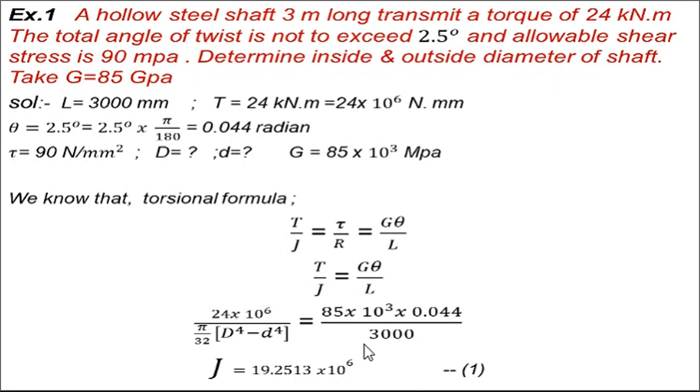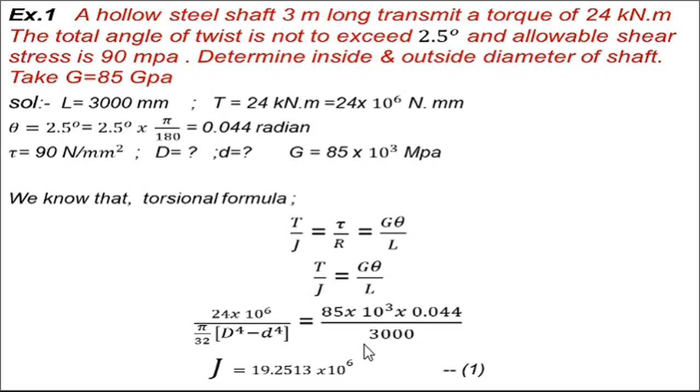Take the second problem. A hollow steel shaft 3 meters long transmits a torque of 24 kilonewton meter. The total angle of twist should not exceed 2.5 degrees and the allowable shear stress is 90 MPa. Determine the inside and outside diameter of the shaft. Take G is equal to 85 MPa.